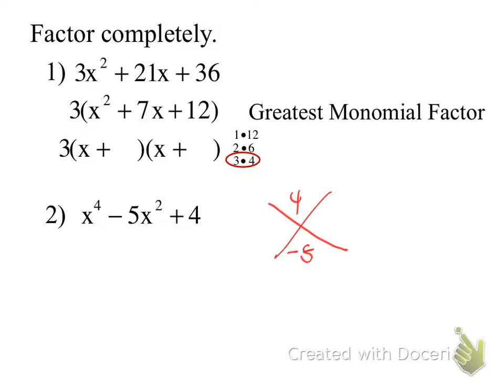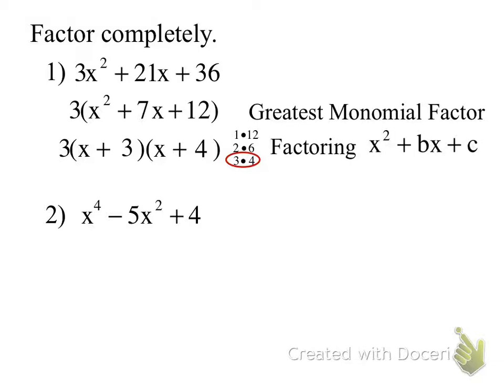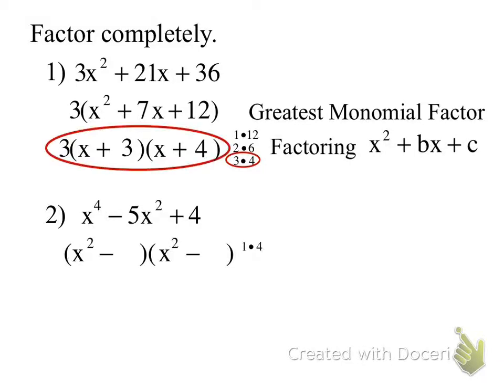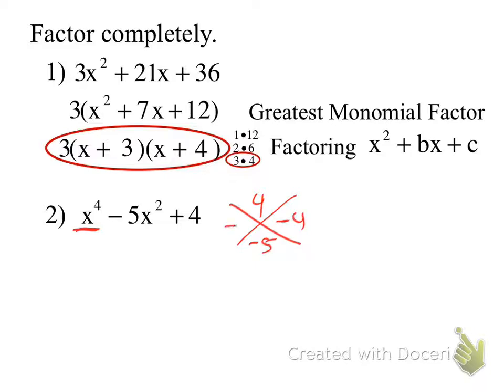Okay, so first of all, what are my numbers that multiply to 4 but add to negative 5? I see in the back there, Spencer? Right, negative 4 and negative 1. So when we are factoring right here, we said negative 4, what multiplies to 4 and adds to negative 5, and he said negative 4, negative 1.